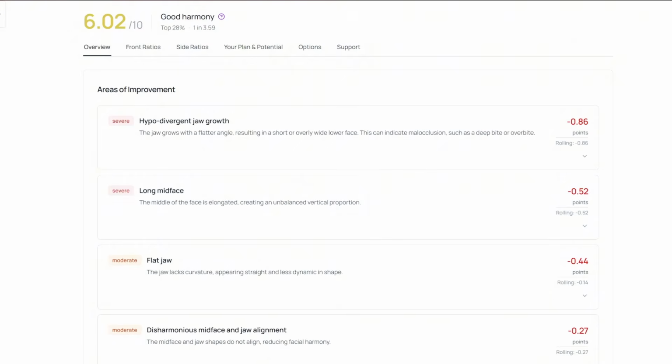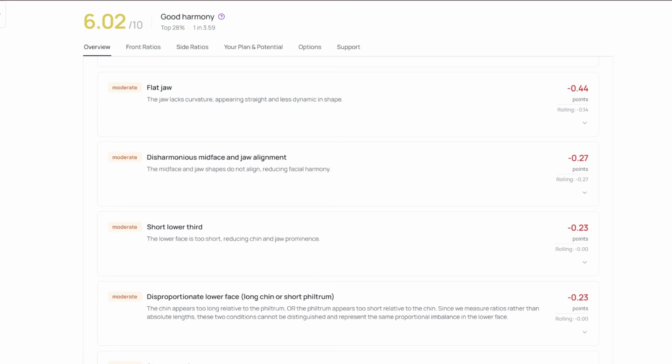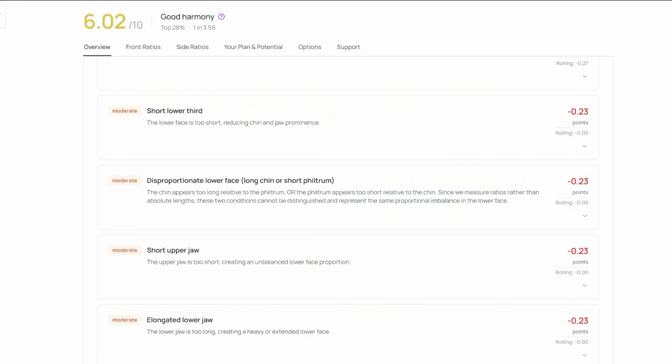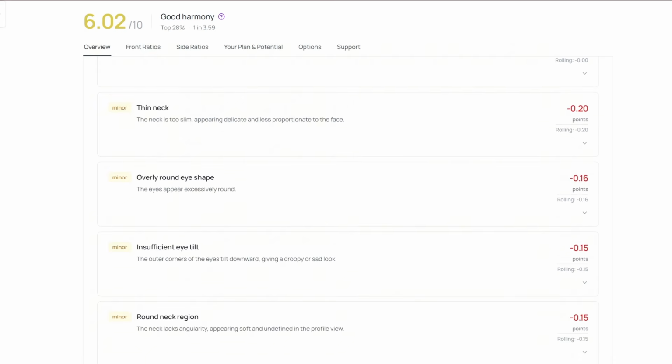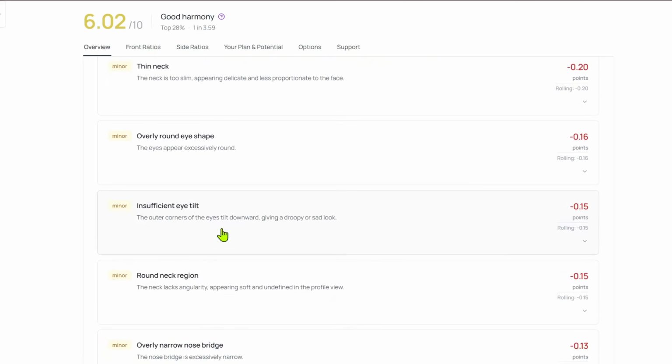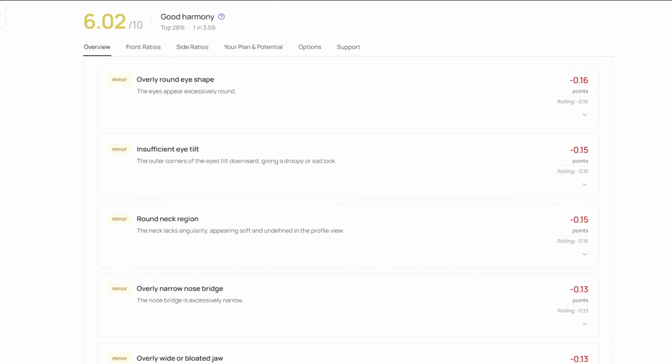His flat jaw, his disharmonious mid-face and jaw alignment, short lower third, disproportionate lower face, short upper jaw, elongated lower jaw, thin neck, overly round eye shape, insufficient eye tilt. So this is not his canthal tilt exactly. It's the droopiness of his eyelids on the outsides, and they kind of droop downwards. And the outer corners of the eyes tilt downward, giving a droopier side look, which is going to be minus 0.15 points. So you can fix that with a canthopexy. No canthoplasty needed at all.